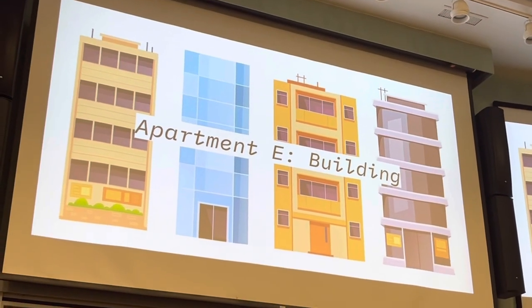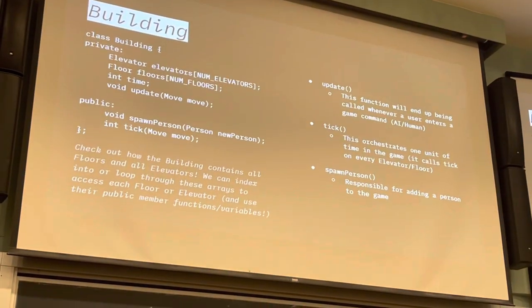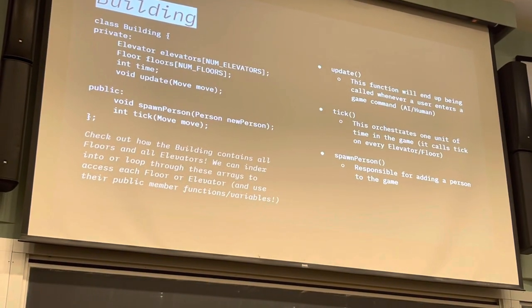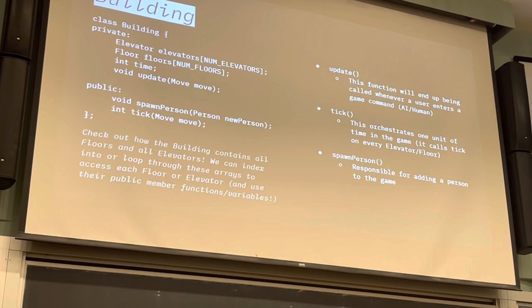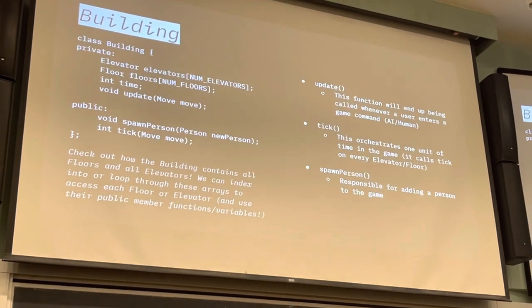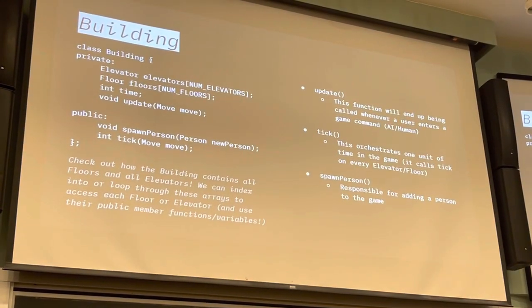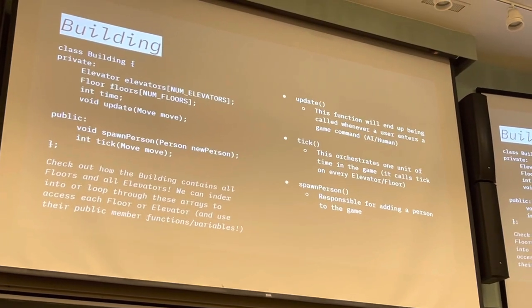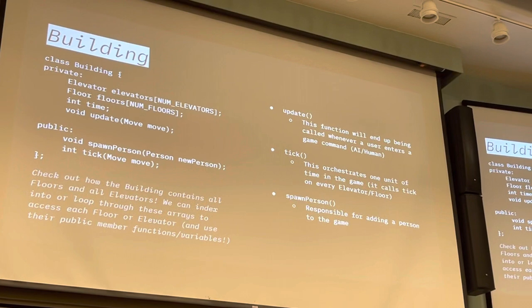Alright, so now about building. For the building class, we just have 3 functions to implement. So in the building class, we can see we have several private member variables, for example, we have an elevator array, we also have a floor array, so really being careful that we call the right class member functions on a certain variable.